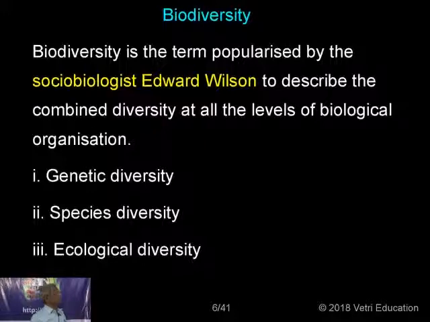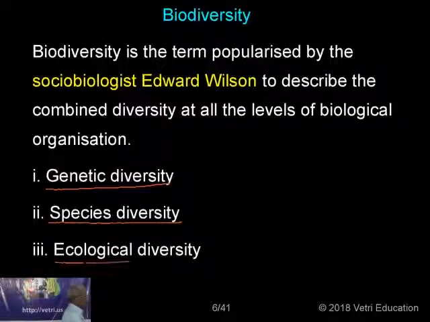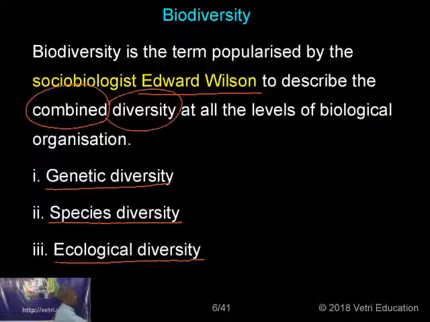Biodiversity is the term popularized by sociobiologist Edward Wilson to describe the combined diversity at all levels of biological organization. It is at the genetic level, genetic diversity, species diversity, and ecological diversity. So three types of diversities are there. So according to Edward Wilson, he is giving a combined diversity at all the levels.